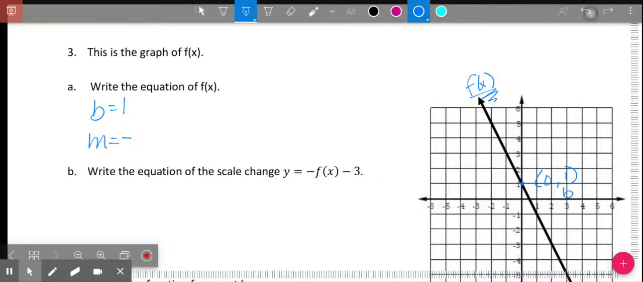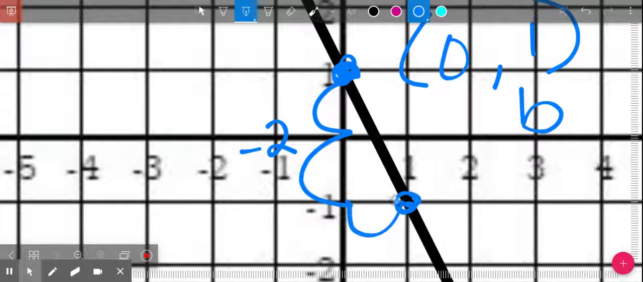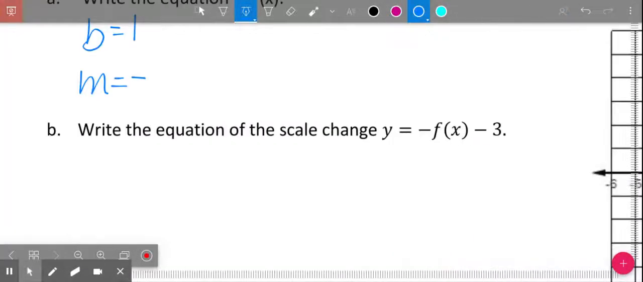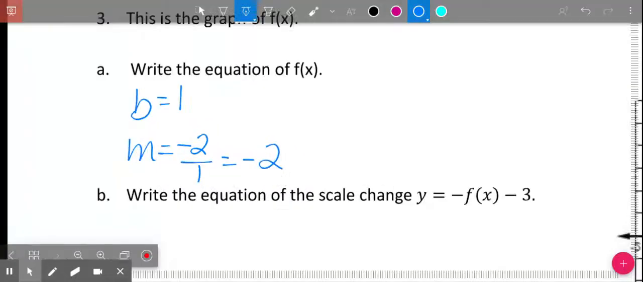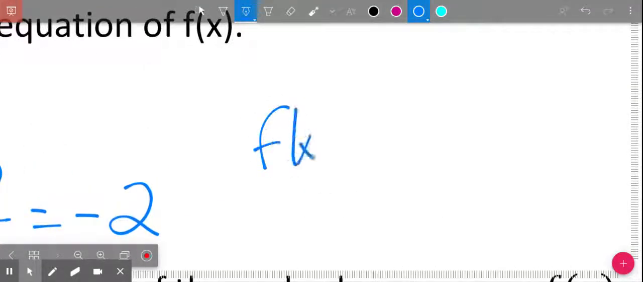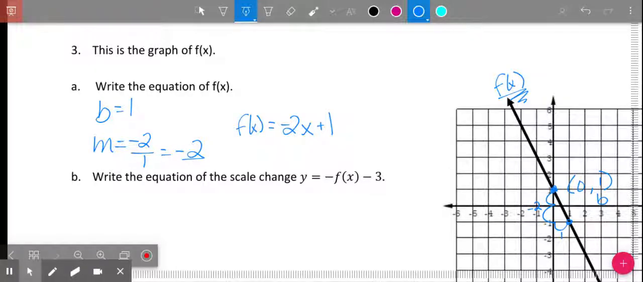We're going to find 2 good points. I have to check my rise. I'm going down 1, 2, so -2, and I ran 1. So my slope was -2 over 1, which reduces to -2. Always make sure you reduce the slope. Now I can write the equation. f of x is equal to -2x, and my y-intercept was (0, 1), so plus 1.